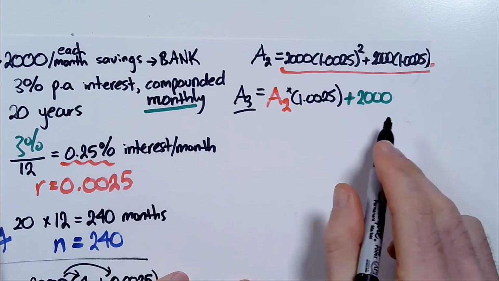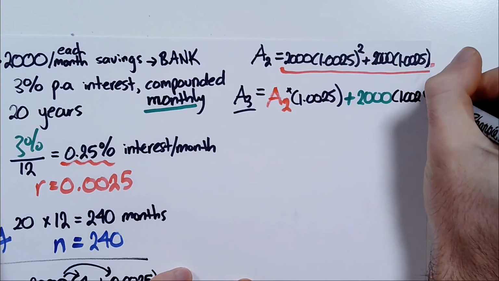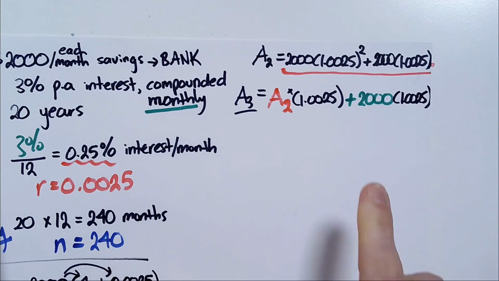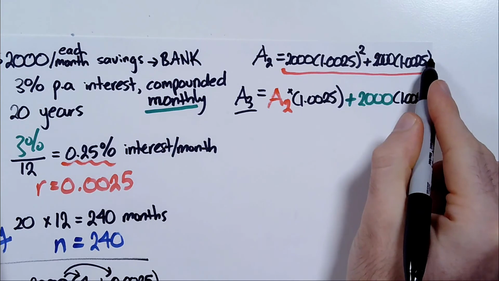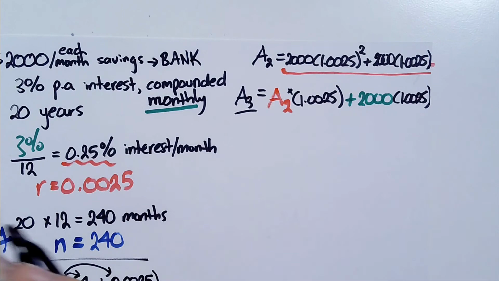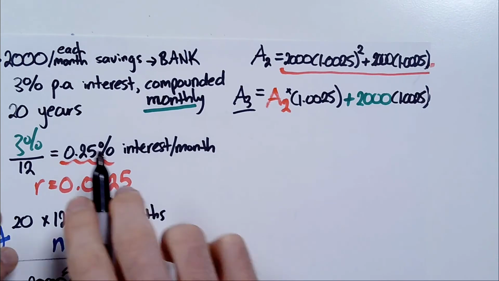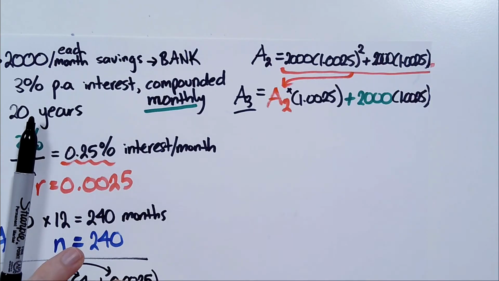So each $2,000 receives the same interest rate, but the interest rate applies to each $2,000 payment a different number of times, right? So we have a different power. That's why we had squared and then we only had 1 there, because one $2,000 payment had been compounded twice, the other one had only been compounded once.